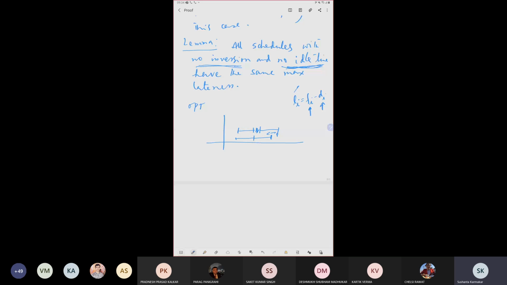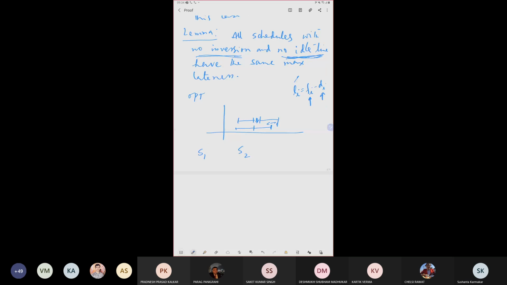Now let us consider the statement of this lemma. Let us take two schedules, say S1 and S2, such that S1 has no inversion and S2 has one inversion. Both have no idle time. The only consideration is that S1 has zero inversions and S2 has only one inversion.